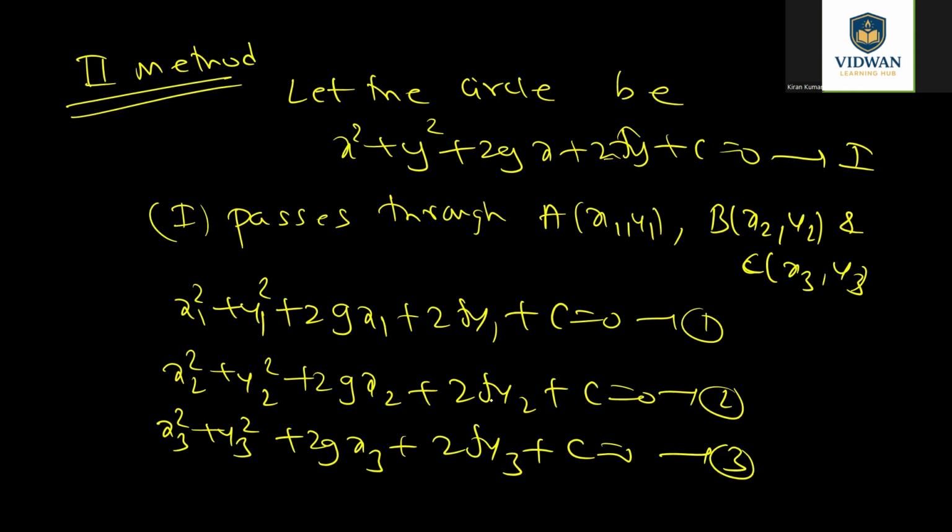So how to find g, f, c from here? Because x1, y1, x2, y2, x3, y3 are all numbers which are given. The unknowns in these equations are only g, f, c. So what are the unknowns? g, f, c are the unknowns here. How do you find them?